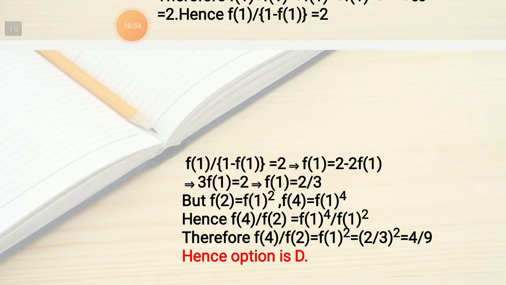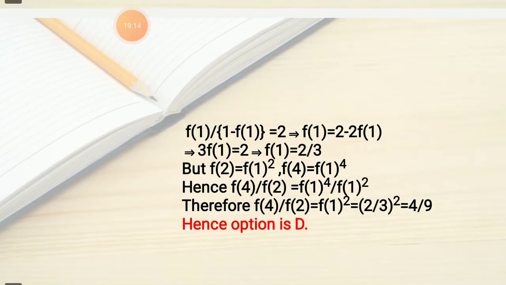So f(1) is 2(1 − f(1)), that is 2 − 2f(1), so 3f(1) is 2, f(1) is 2 by 3. But f(2) is f(1) square, f(4) is f(1) power 4. So f(4) by f(2) is f(1) power 4 by f(1) square. Therefore f(4) by f(2) is f(1) square, that is (2 by 3) whole square, that is 4 by 9.